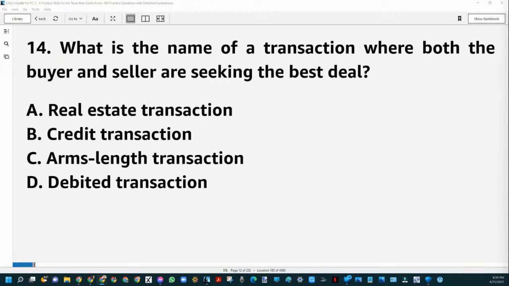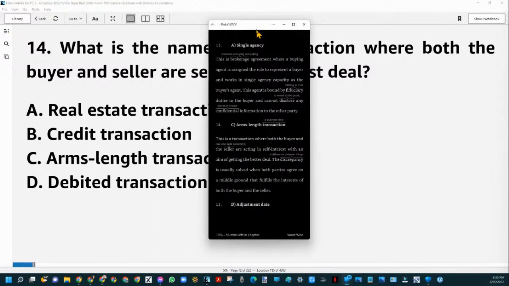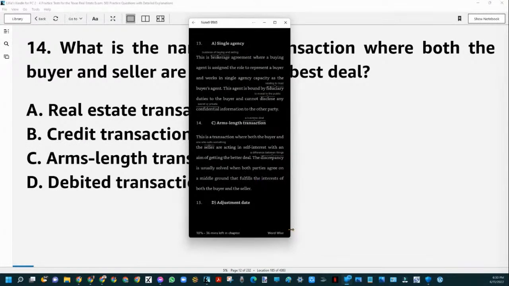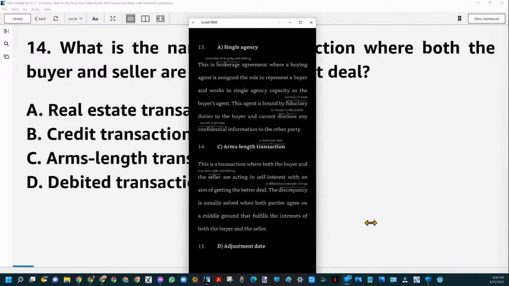Well, it is a real estate transaction, but go deeper, okay? It is deeper than that. The answer is actually arm's length transaction. Okay, so let me bring this on here. Let's see, can I make it larger? Yeah.